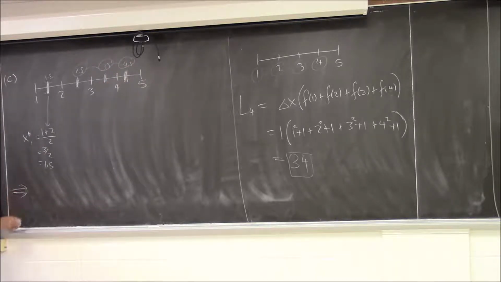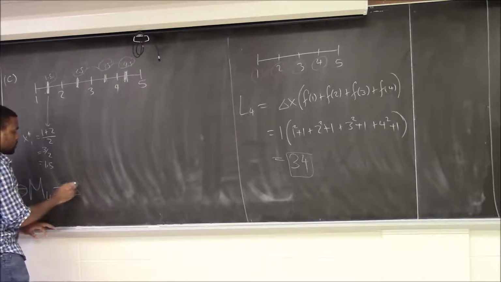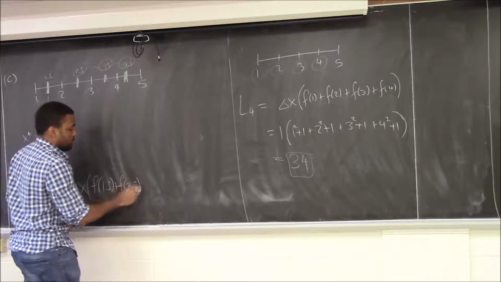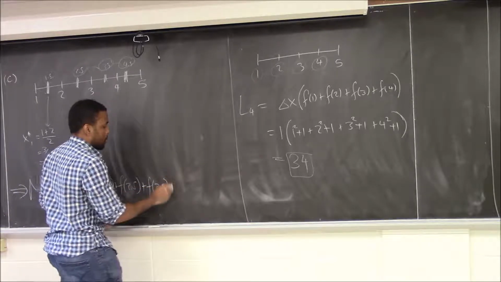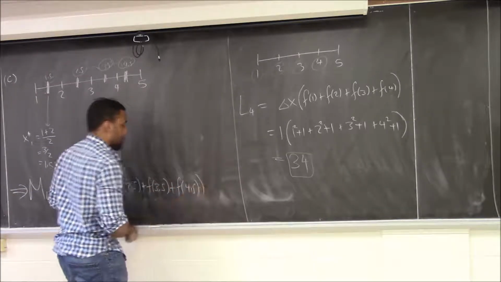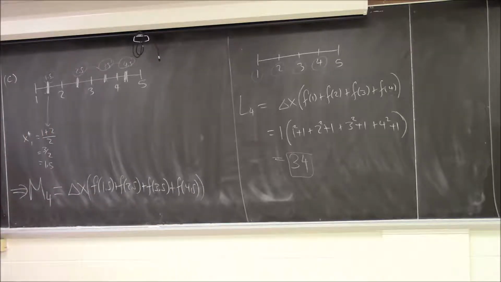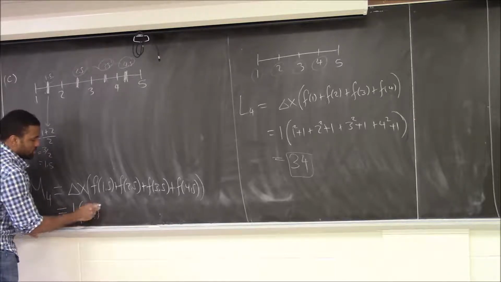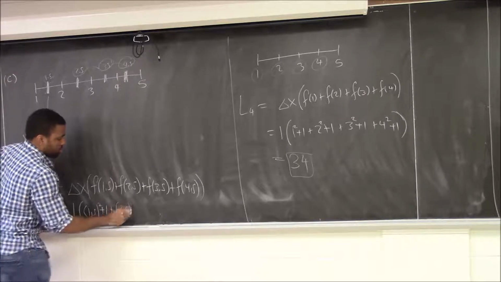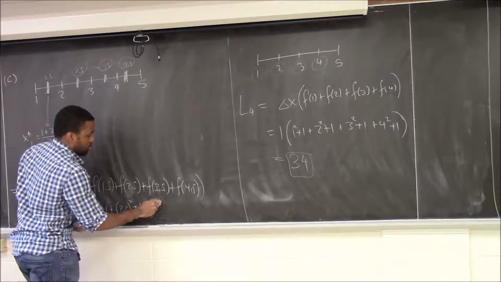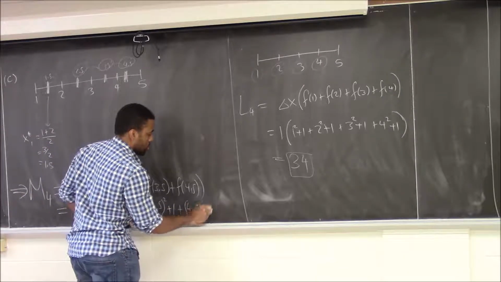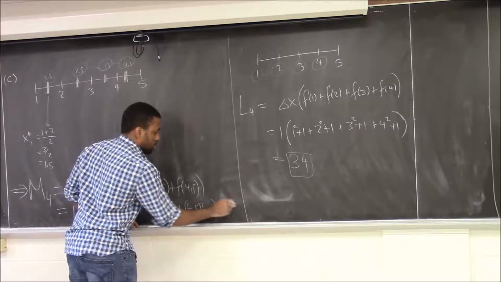And so this means, if I'm looking at the midpoint rule, evaluating with 4 intervals, this is delta x times f of 1.5 plus f of 2.5 plus f of 3.5 plus f of 4.5. So that would be equal to 1 times 1.5 squared plus 1, plus 2.5 squared plus 1, plus 3.5 squared plus 1, plus 4.5 squared plus 1. And that's equal to whatever.